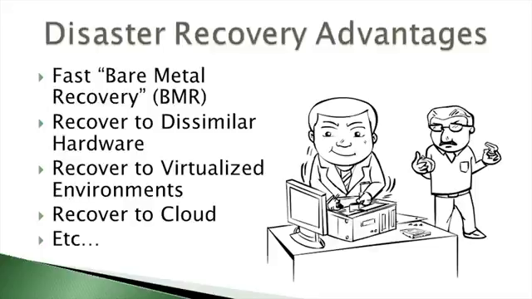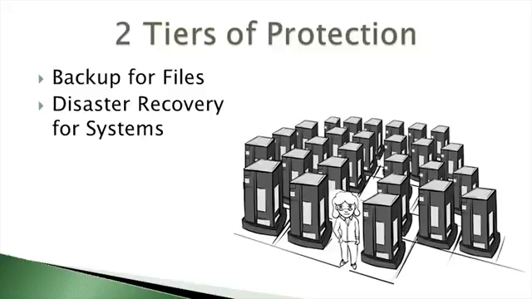In the simplest terms, backup and disaster recovery are very similar. The main difference is that backup is for files and disaster recovery is for systems. In order to overcome modern data protection challenges, companies now often require two tiers of data protection: backup for individual file protection and disaster recovery for full system protection.